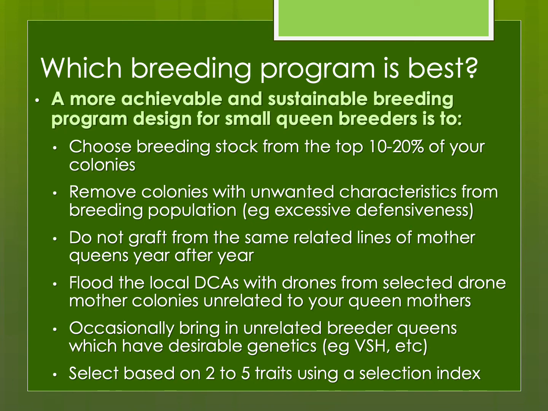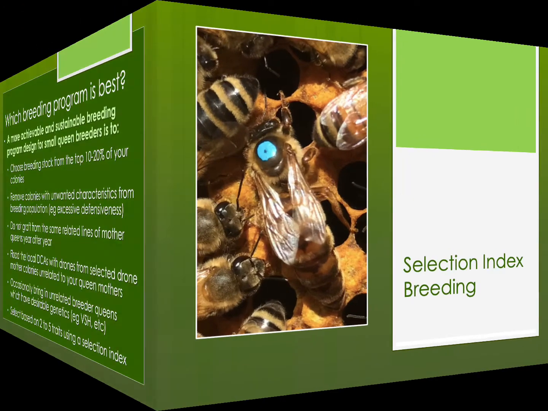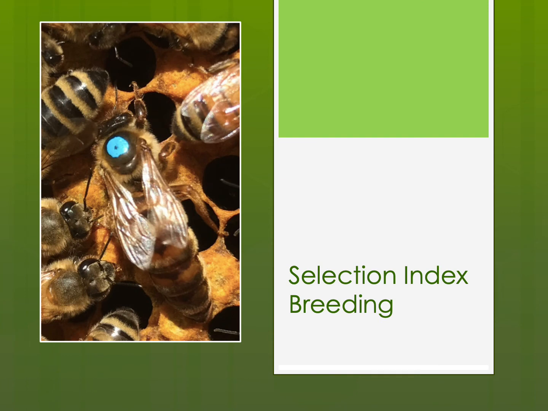Try to flood the local drone congregation areas with drones from your selected drone mother colonies, which are unrelated to the queen mothers. Occasionally bring in some unrelated breeder queens that have desirable characteristics, VSH trait and whatnot. Try to select between 2 to 5 traits using a selection index. And what is a selection index? We will cover selection index breeding next.